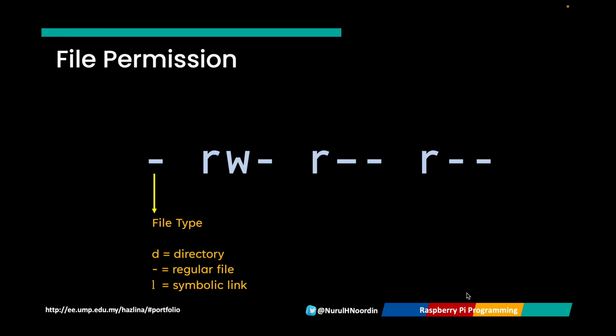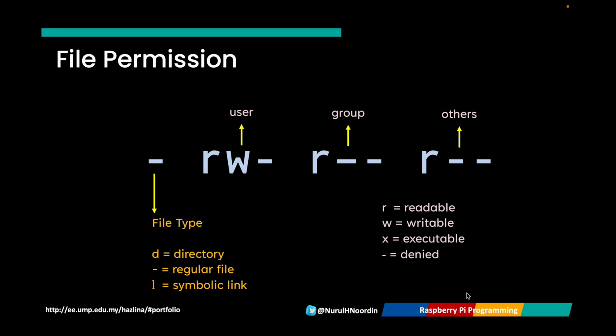The next 9 characters define permissions for 3 categories of users. The owner, which is the user, the person who created or owns the file; group, other users who belong to the same group as the user; and others, everyone else on the system. Each set of these characters represents permissions. R means readable, W means writable, X means executable, and dash means no permission is granted.